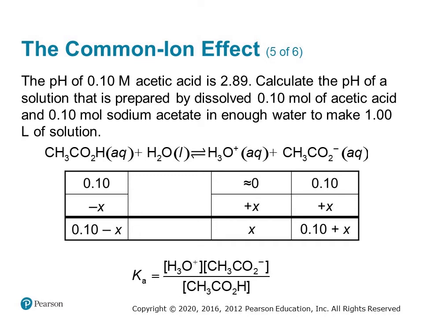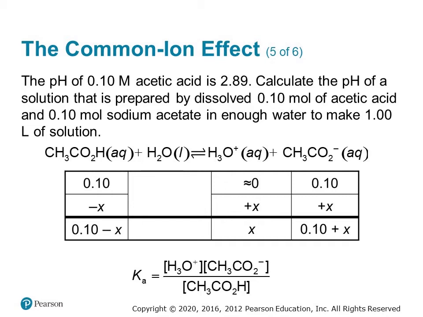If the pH of a 0.10 molar acetic acid solution is 2.89, what is the pH of a solution that contains 0.10 moles of acetic acid and 0.10 moles of sodium acetate in enough water to produce 1 liter of solution? Initially, both our acetic acid and acetate concentrations are 0.10 mole divided by 1.0 liters, or just 0.10 molar. We can assume, as usual, that the 1.0 times 10 to the minus 7 molar concentration of hydronium ions in water prior to dissociation of the acid is negligible, and hence this is effectively 0 molar initially.